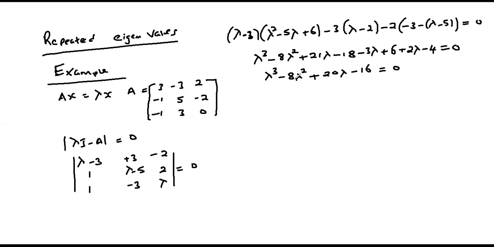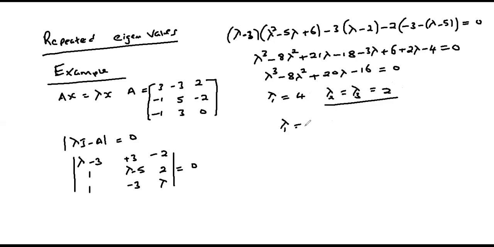If you solve for the roots of this characteristic equation, you get lambda 1 equal to 4, and lambda 2 equal to lambda 3, which is 2. This is what we call the repeated roots or the repeated eigenvalues, which changes the problem of eigenvector determination.